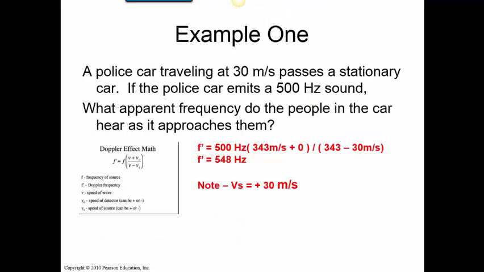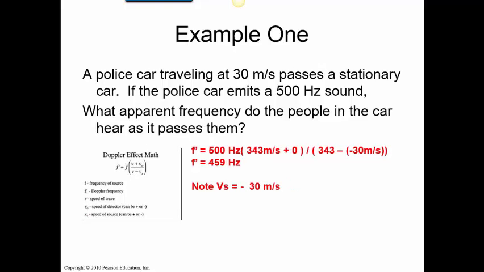A police car traveling at 30 meters per second passes a stationary car. If the police car emits a 500 hertz sound, what apparent frequency do the people in the car hear as it approaches them? The velocity of the source is positive because it's moving towards the observer. Plugging into the equation gives us an apparent frequency of 548 hertz. This is a higher pitch as expected.